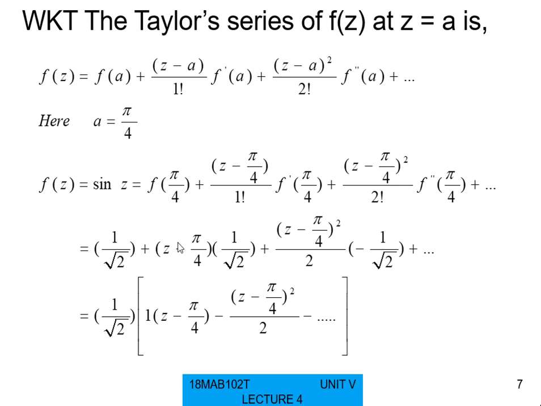Now substitute this, we get, I feel that 1 by root 2 is common. So when you take 1 by root 2 common, you get 1 plus z minus pi by 4 minus z minus pi by 4 whole square by 2, etc. Where this case is missing. Okay. So this is the Taylor series about the point z is equal to pi by 4, in powers of z minus pi by 4.